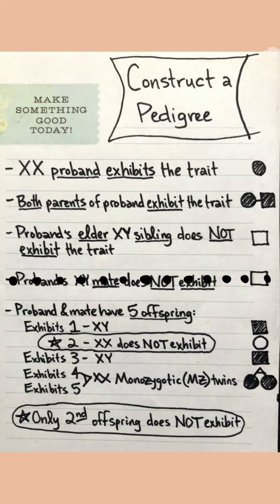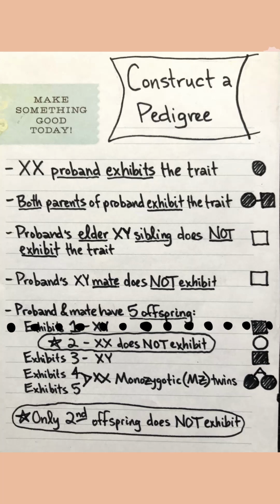The proband's elder XY sibling does not exhibit the trait, so this is a square that is not shaded in. The proband's XY mate does not exhibit the trait either, so again, another XY person that does not exhibit, it's a square, and we don't shade it in.